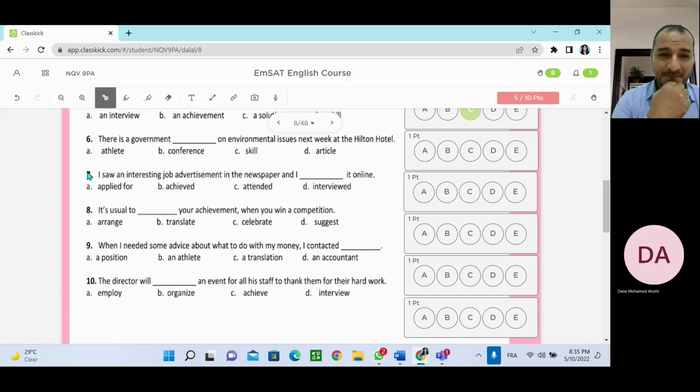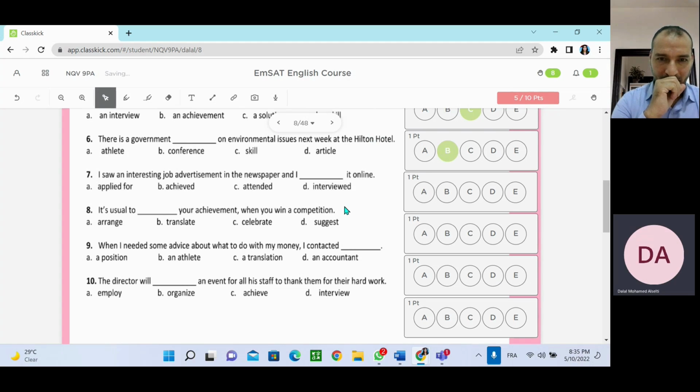Next one, please. There is a government conference on environmental issues next week at the Hilton Hotel. Athlete, conference, skill, article. I think conference. How do you know? What are the clues? Because it is held next week at a hotel, and also it is about environmental issues. Good.